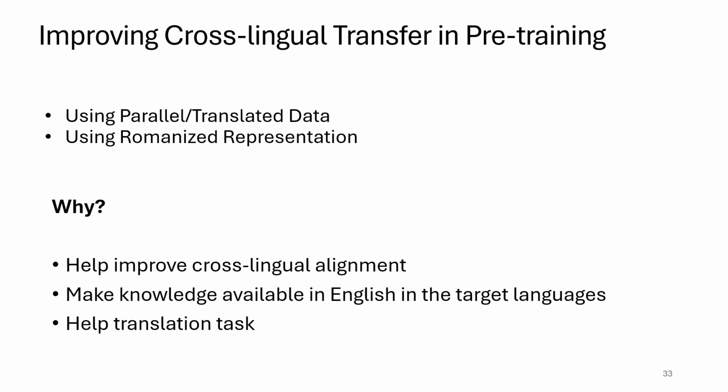There are two directions. One is use of parallel or translation data, and two, use of Romanized data. Why is that important? This can help improve cross-lingual alignment. If the model sees the English sentence and its corresponding translation in, say, Spanish or Hindi, the attention models can correlate translations between each other and bring similar representations across different languages closer to each other. The same holds for Romanized representation.